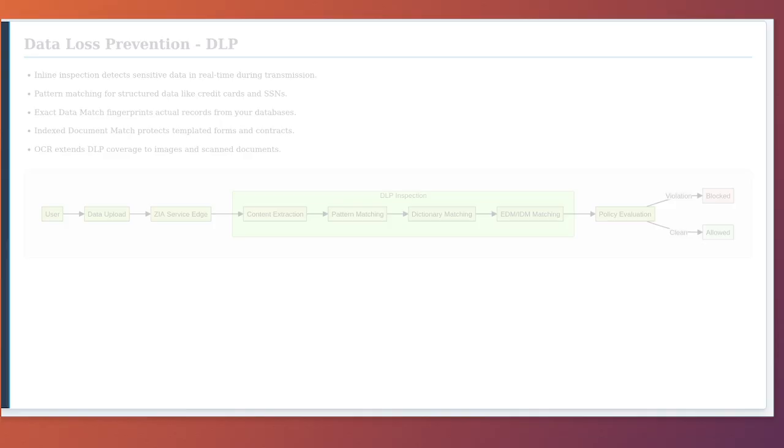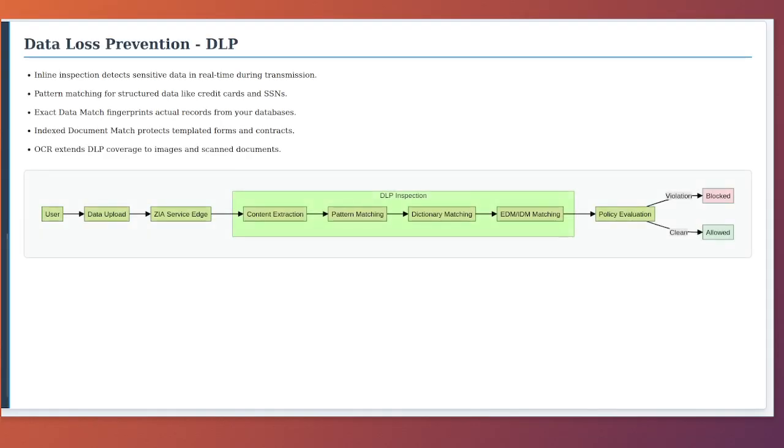Data loss prevention (DLP). Data loss prevention in Zscaler protects sensitive information from leaving your organization through web and cloud channels. DLP policies detect and block the transmission of confidential data like credit card numbers, social security numbers, intellectual property, and other sensitive content. Zscaler DLP operates inline, inspecting traffic in real time as it passes through the Zero Trust Exchange.